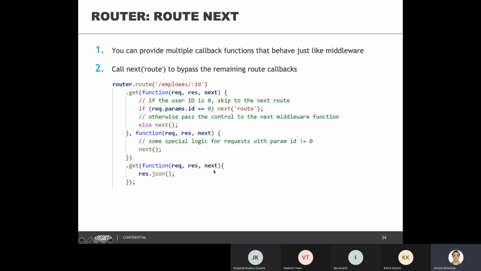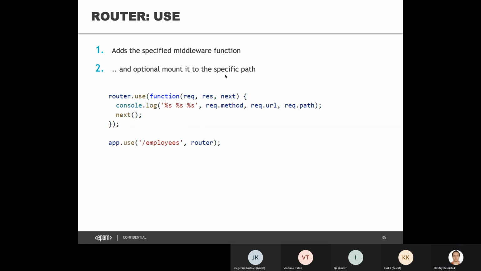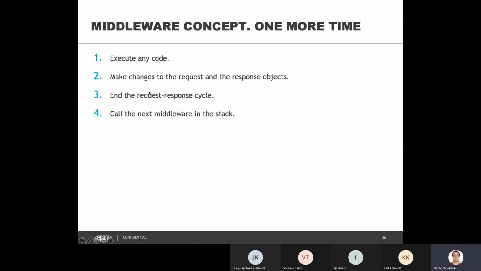I think we discussed it already. Just as with typical app-level middleware, router-level middlewares follow the same rules. So calling next is a must at the end. If I don't call next, it'll bypass the remaining route callbacks. Use is a way of specifying the middlewares at the router level. Again, already discussed that.